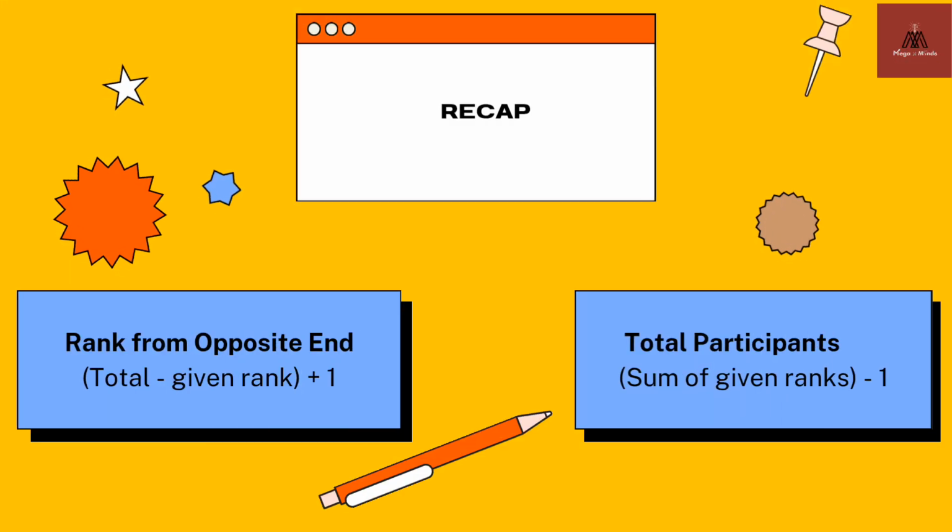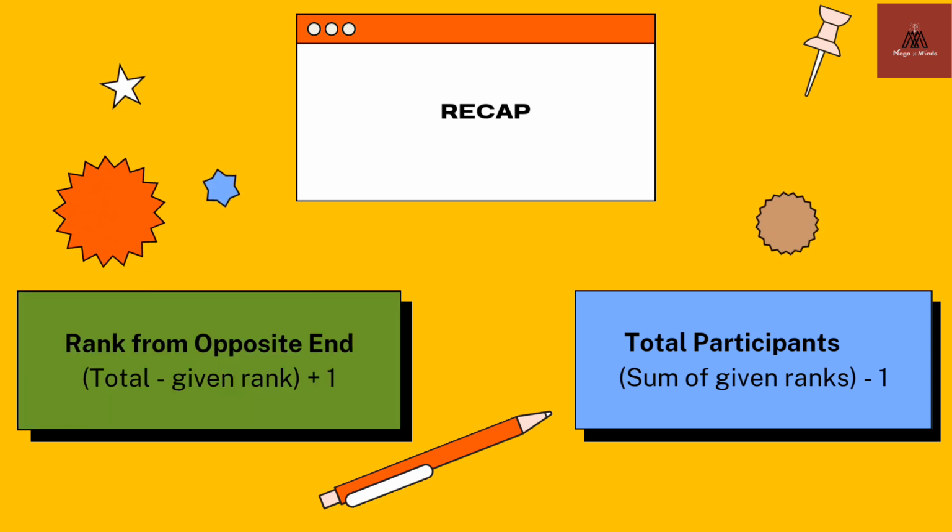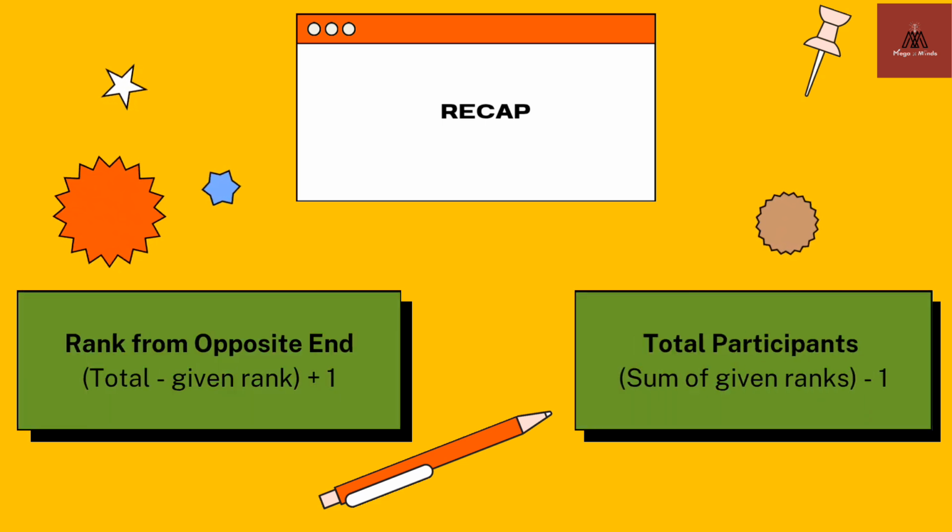Here's a quick summary of the formula used when we are required to find the opposite rank, or the total number of participants. As mentioned previously, it is always better to go by the approach, rather than memorizing the formula.